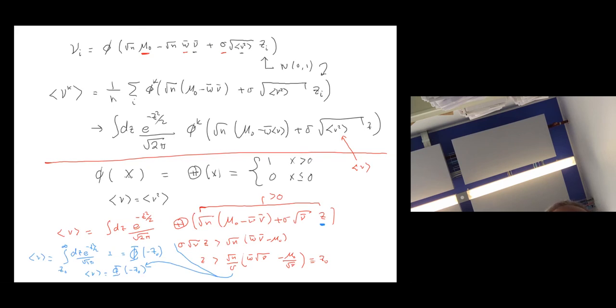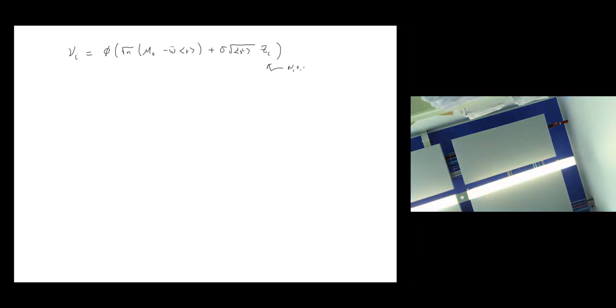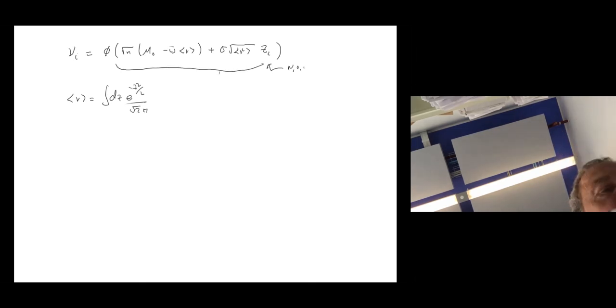There's one thing really important to notice about this. We ended up having nu I equals phi of root n mu zero minus w bar nu bar plus sigma square root of nu squared z I, where this is normal 0, 1. And then let's just take nu bar. So nu bar equals the integral dz e to the minus z squared over 2, over 2 pi, times all this.